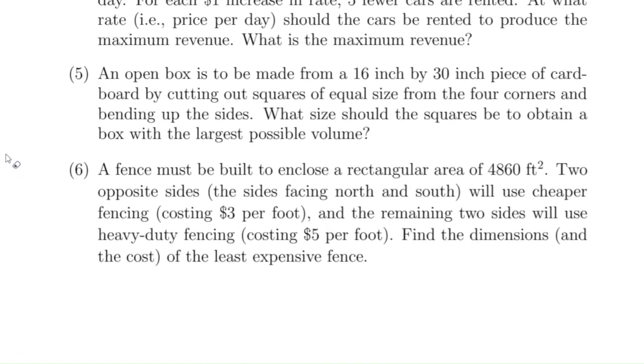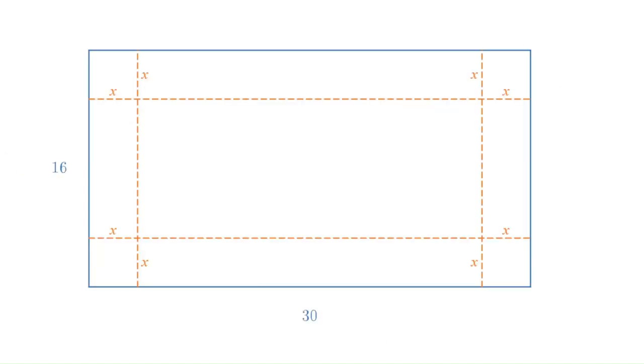So 5 says an open box is to be made from a 16-inch by 30-inch piece of cardboard by cutting out squares of equal size from the four corners and bending up the sides. What size should the squares be to obtain a box with the largest possible volume? So here's a diagram of the situation.